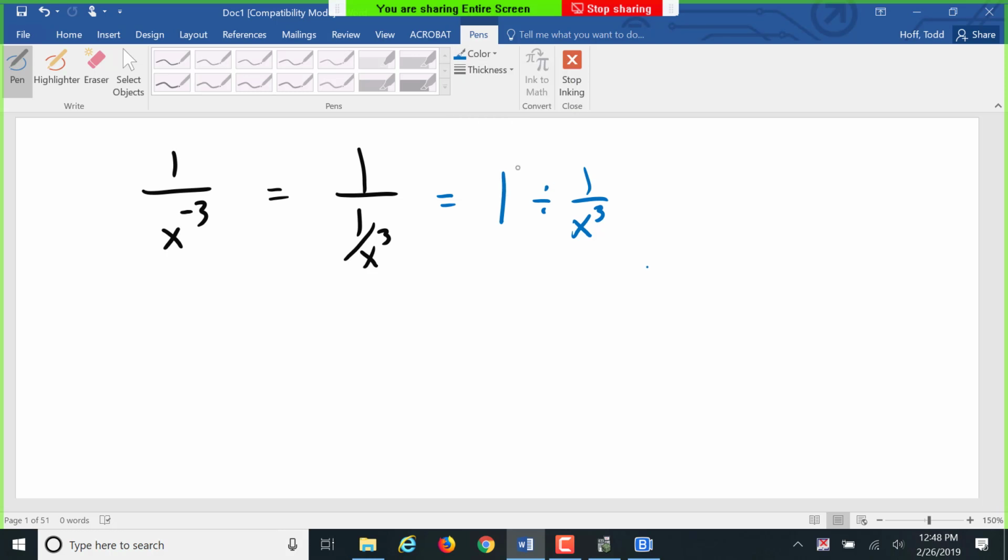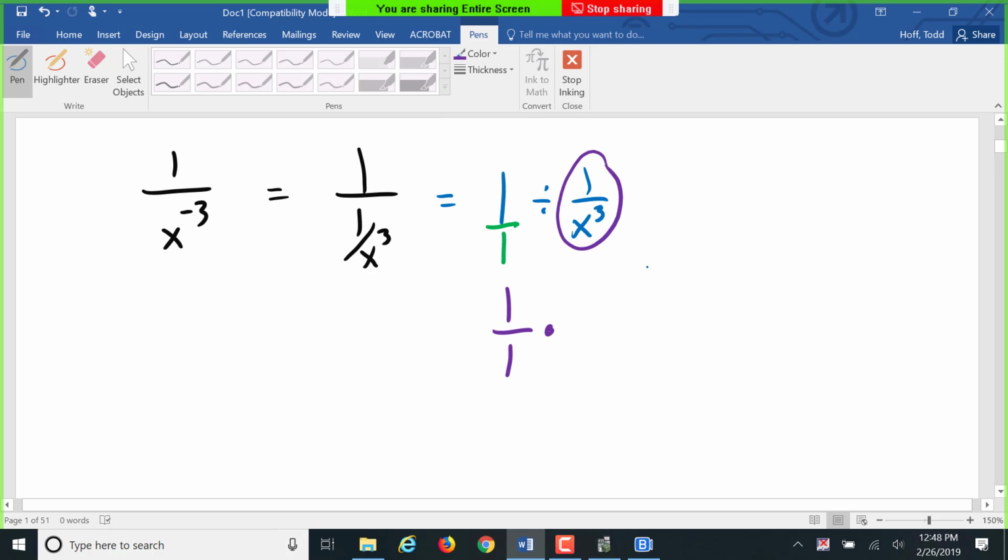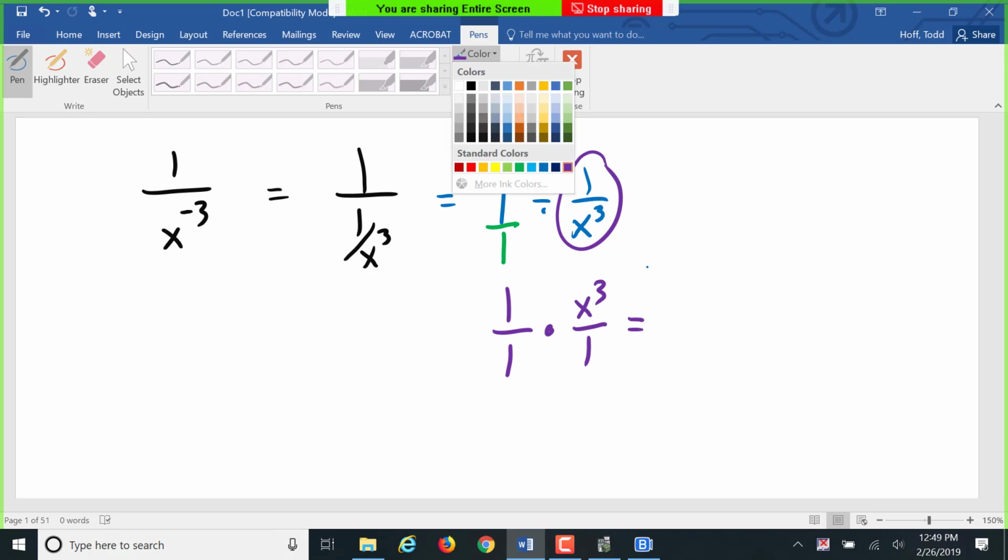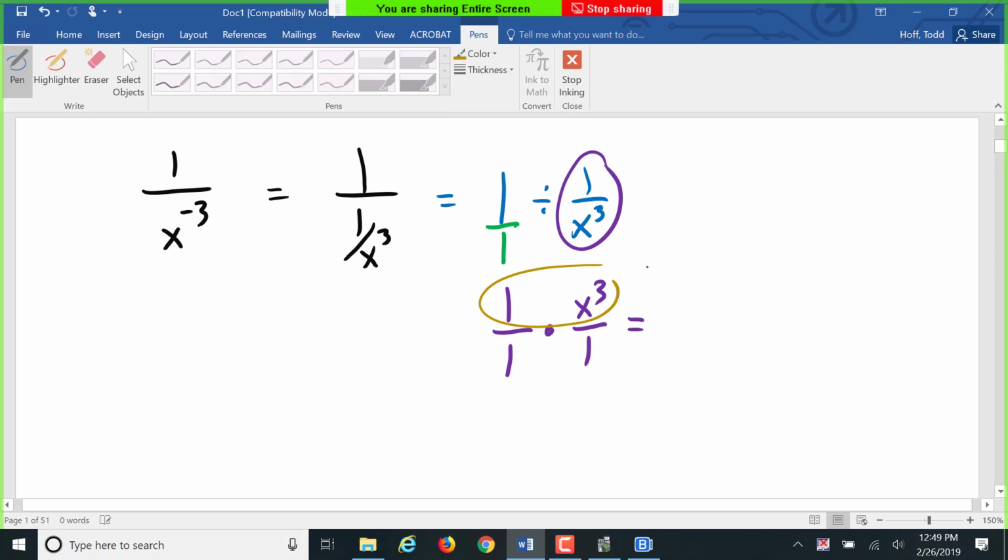Now to divide this out, I'm going to have to do division with fractions. I make this a fraction by making it 1 over 1. And then to divide it out, I change it into times the reciprocal. So the reciprocal of 1 over x to the third is x to the third over 1. 1 times x to the third is x to the third. 1 times 1 is 1. X to the third over 1 is just x to the third.